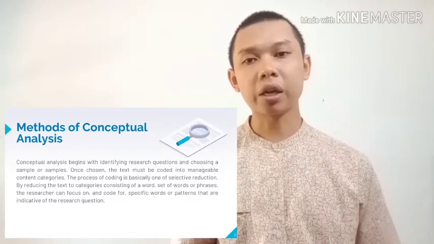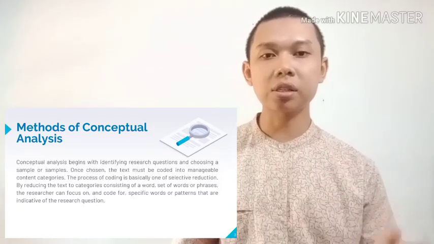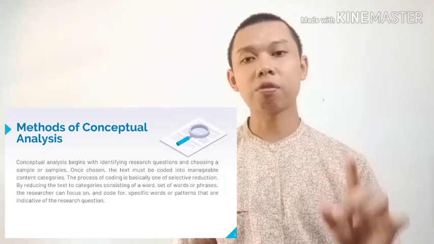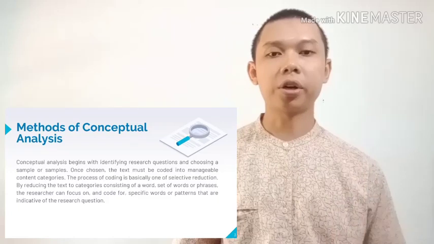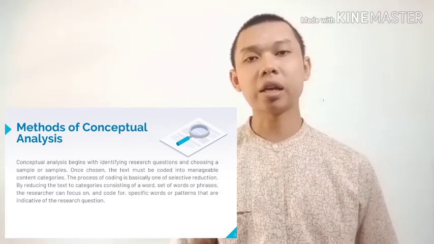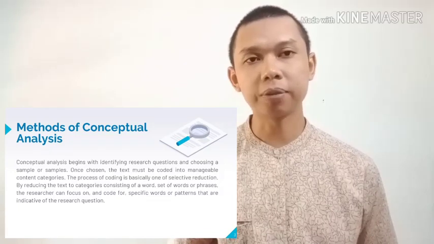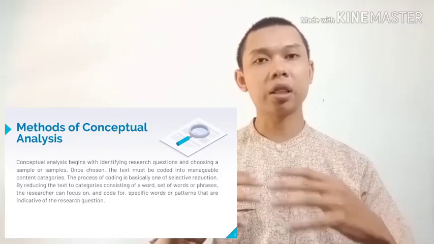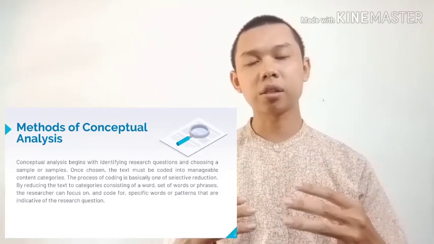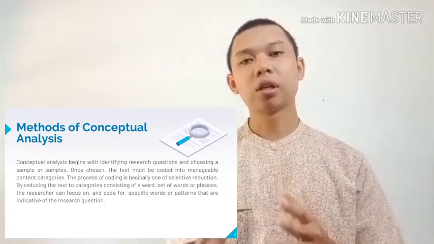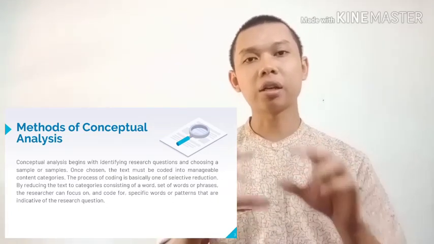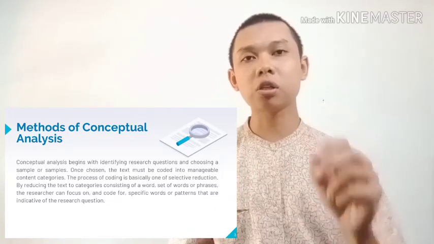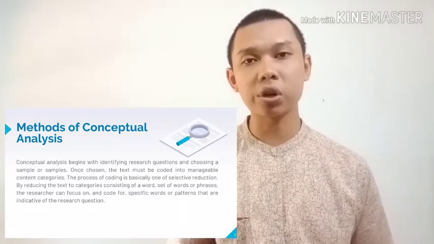And the function is, by reducing the text to categories consisting of a word, set of words or phrases, the researcher can focus on and code for specific words or patterns that are indicative of the research question. We can omit the phrases, words, sentences if we don't use them. We can take all terms, all things that are useful or indicative to our research question.